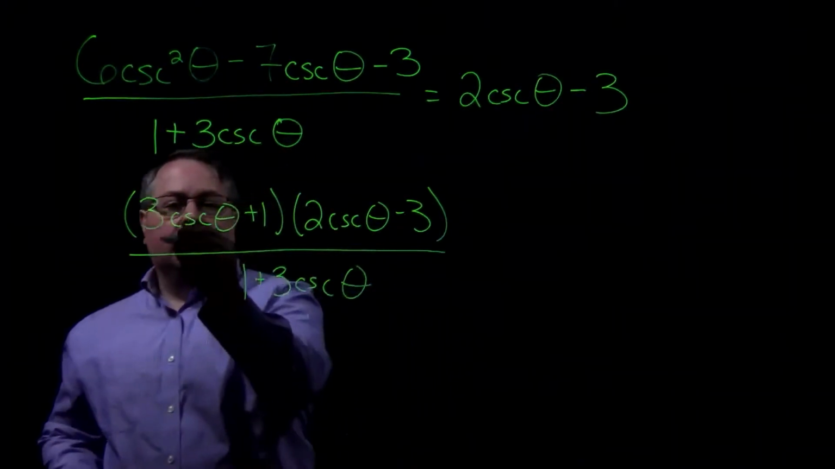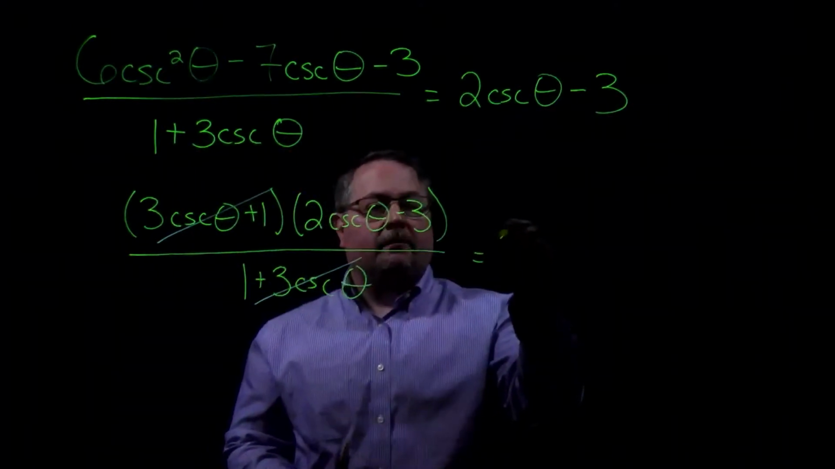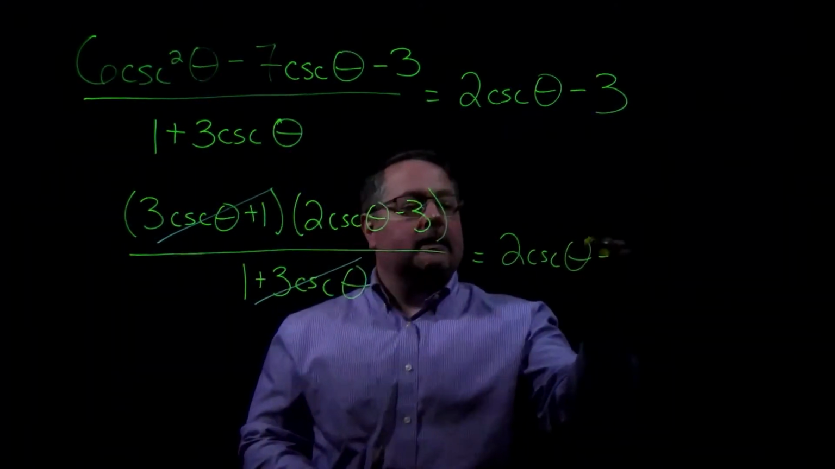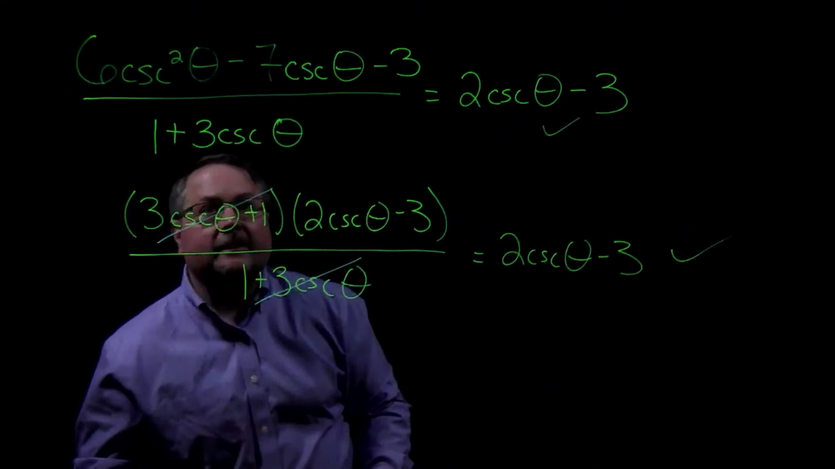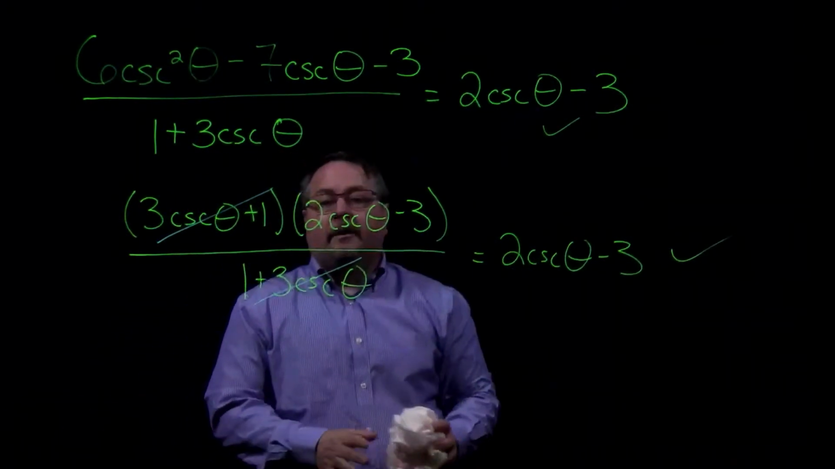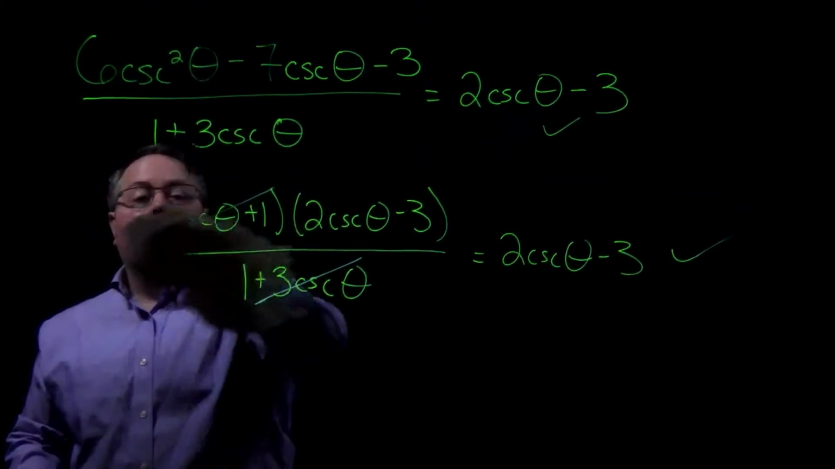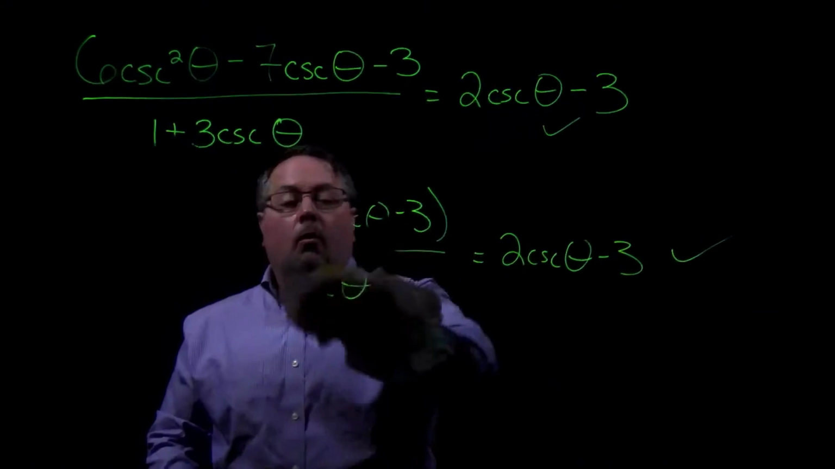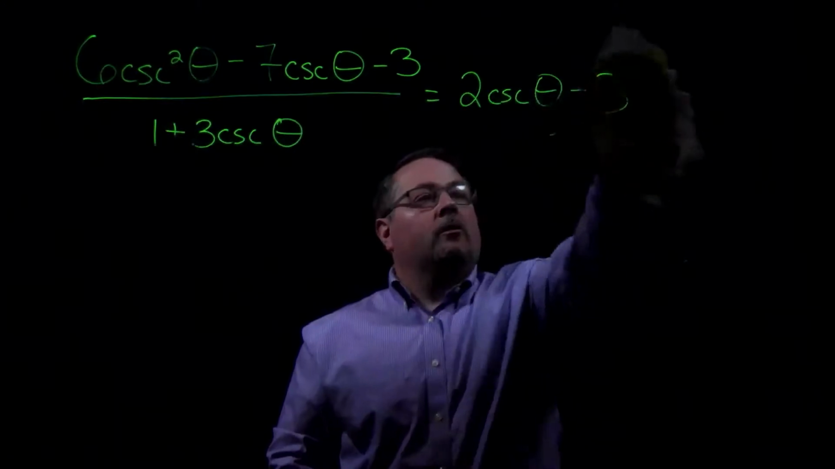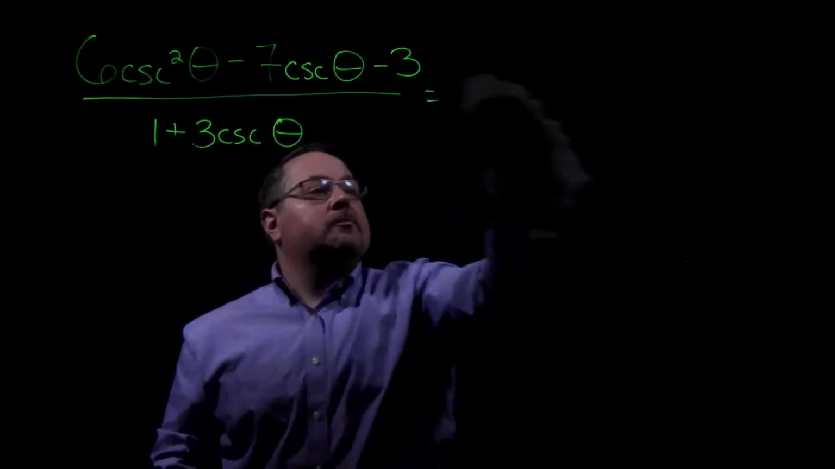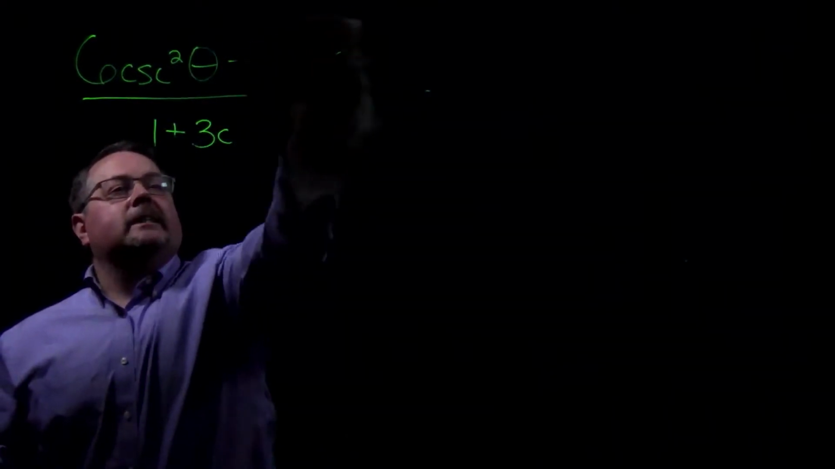Okay, so now we have 3 cosecant theta plus 1 over 1 plus 3 cosecant theta. That will cancel, and we'd be left with 2 cosecant theta minus 3. Okay, and that's exactly what we set out to prove, that the left-hand side equals the right-hand side. So often using factoring is one way to simplify what looks like a rational expression, or factoring out a greatest common factor from an expression is another way to move forward when we're proving trig identities.